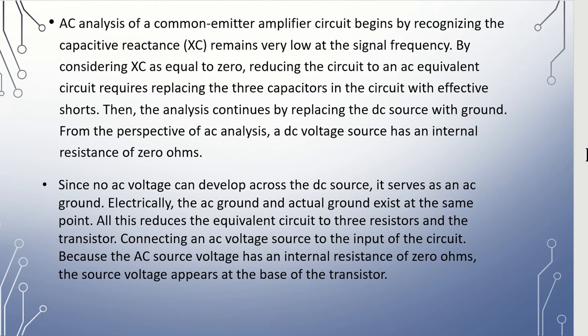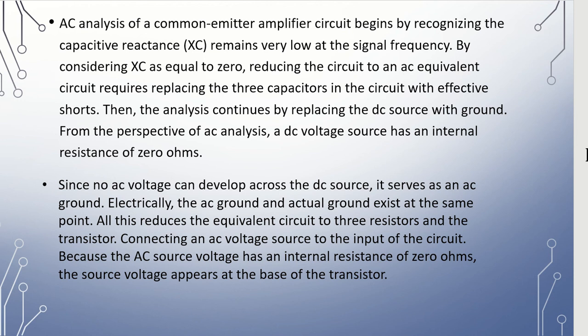AC analysis of a common emitter amplifier circuit begins by recognizing that the capacitive reactance Xc remains very low at the signal frequency, so we consider Xc equal to 0. Reducing the circuit to an equivalent circuit requires replacing the three capacitors in the circuit with effective shorts. Then the analysis continues by replacing the DC source with ground from the perspective of AC analysis.